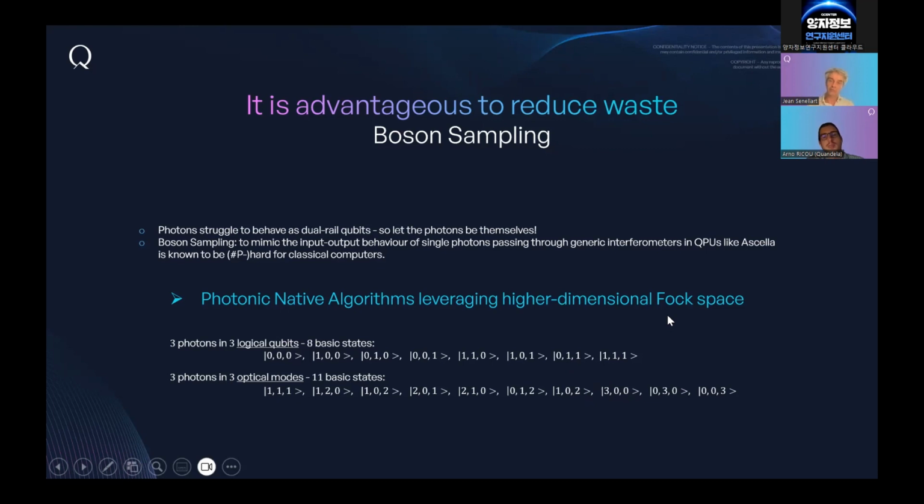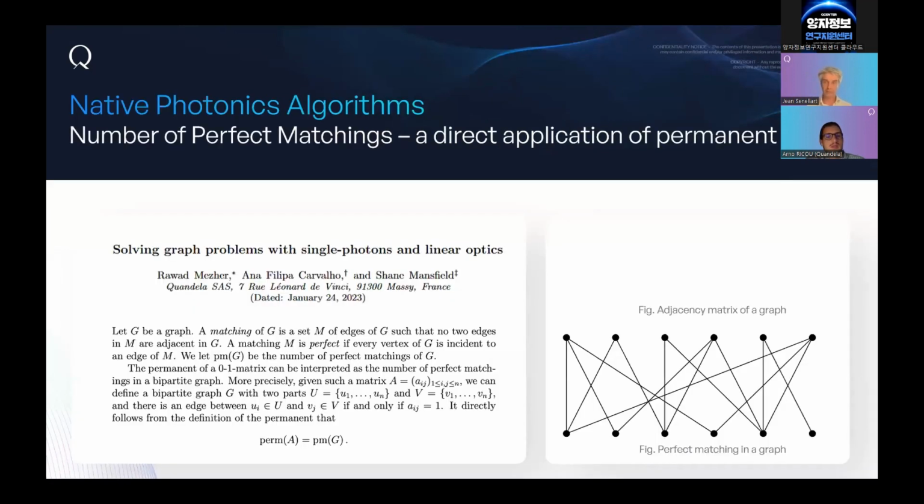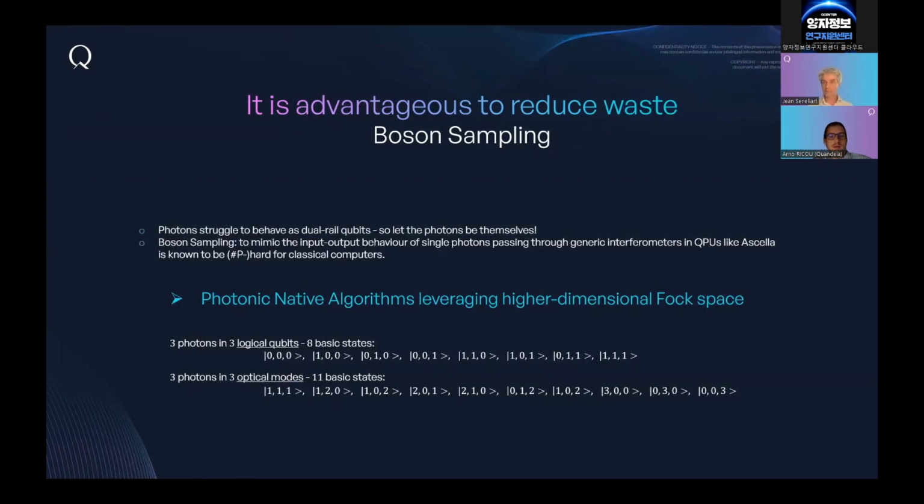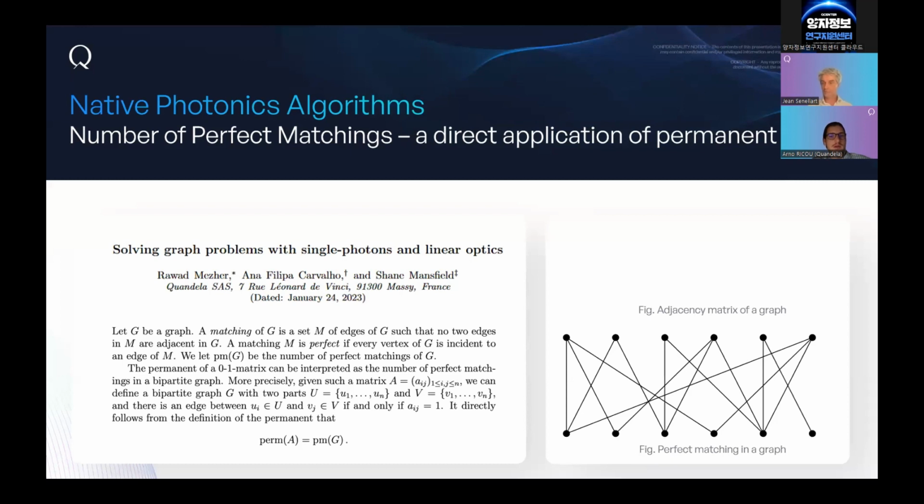This is also one of the reasons why the Fock space is of a higher dimension than the qubit space, and that's also why boson sampling is harder. And we have a bunch of algorithms that we developed and let the photons be themselves, such as this graph algorithm where we're able to count the number of perfect matchings of a given graph by running a boson sampling experiment on it.